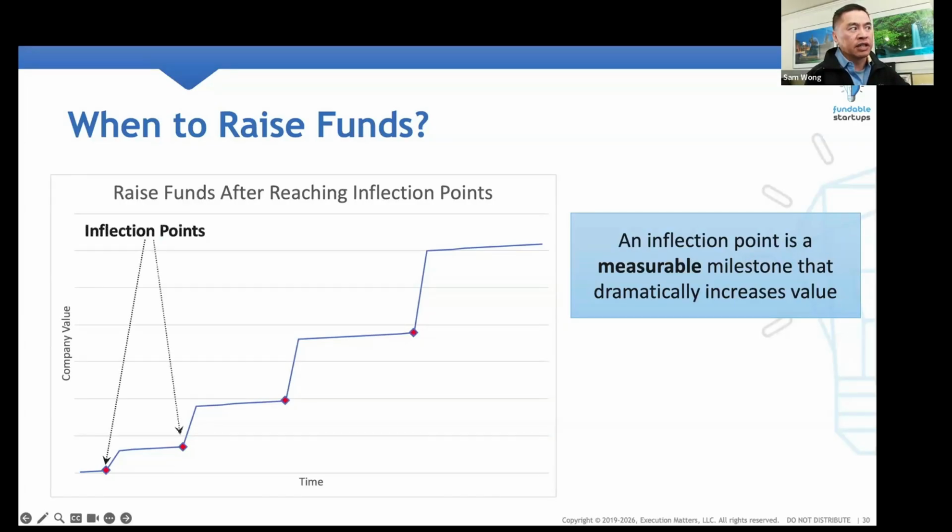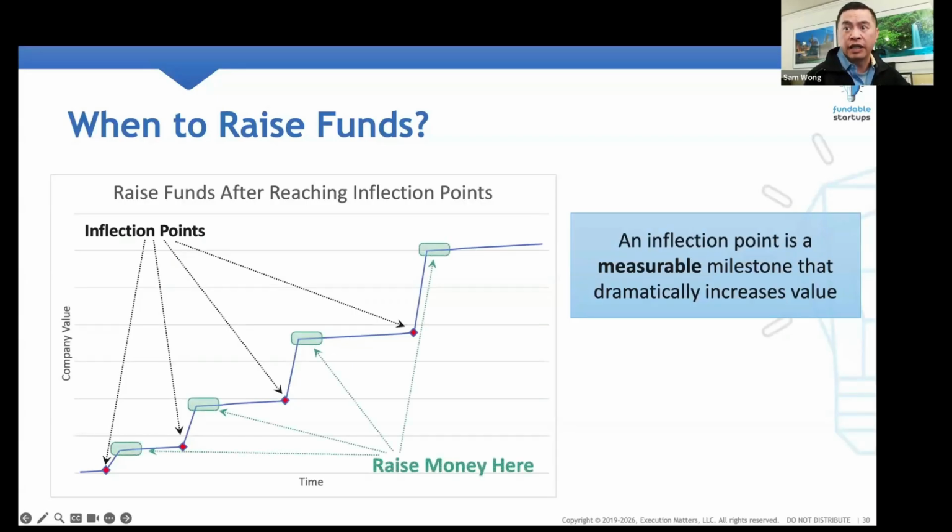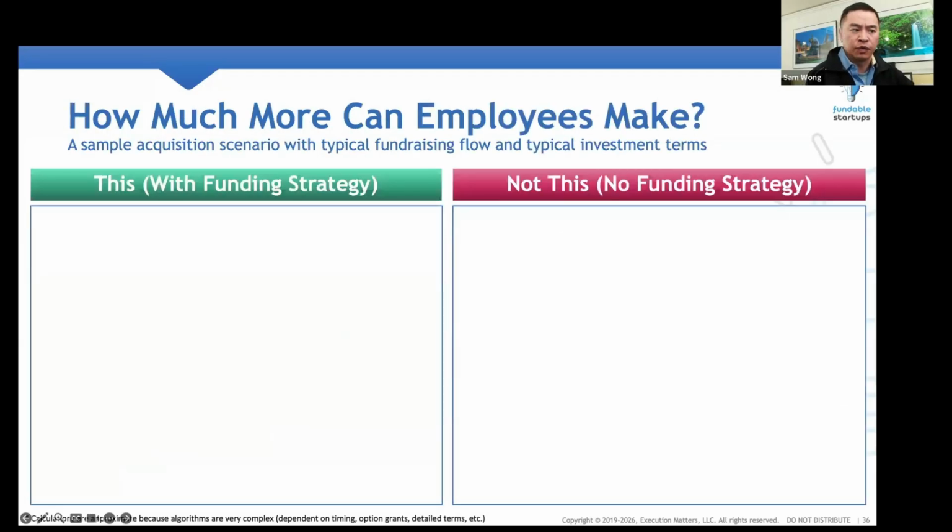So the inflection points here would be the red diamonds on the chart, and you should raise money right after you hit an inflection point. I don't have time to get into the details about how to do this and what types of inflection points to target, but I only have time to cover the actual outcome. So if you raise funds strategically, the right amount at the right time from the right parties, how is that going to potentially play out?